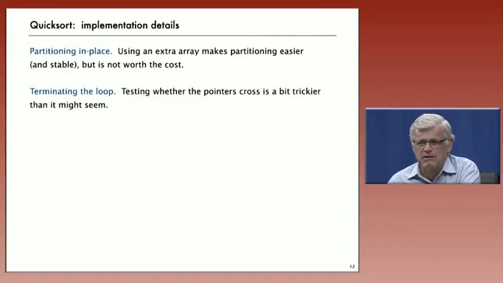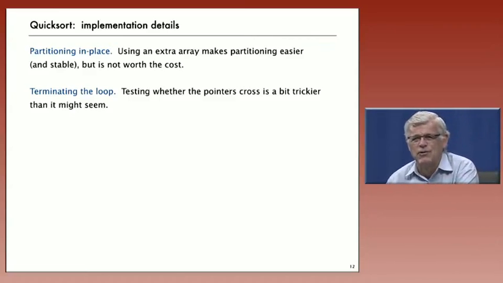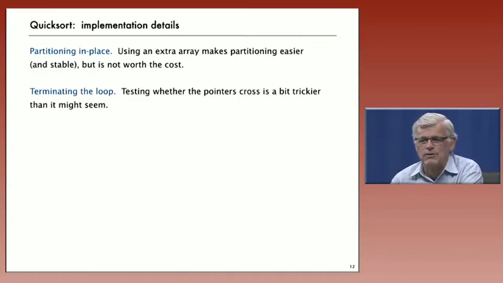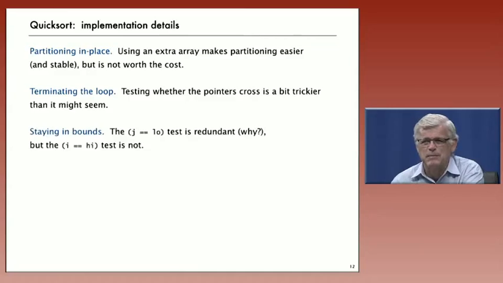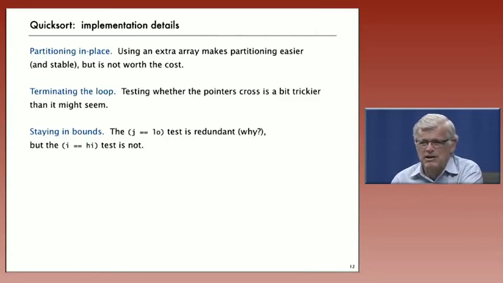Now, you have to be a little bit careful with terminating the loop. When we give you working code, it's not hard to see why it works, and you might go through the exercise of trying to implement Quicksort without looking at our code. And you'll find that testing when the pointers cross can be a little bit tricky, particularly in the presence of duplicate keys. Also staying in bounds. Actually, in our implementation, the test of the j pointer running off the left end is redundant. Why is it redundant? Well, the partitioning element's sitting there, and it'll stop when it hits the partitioning element. But the other test is not redundant in our implementation.